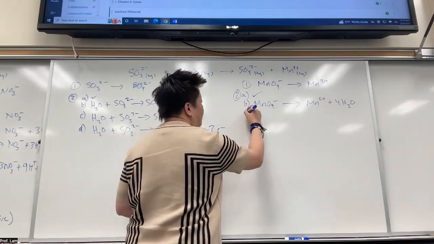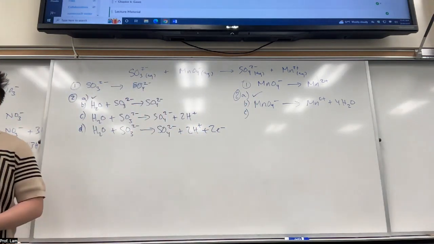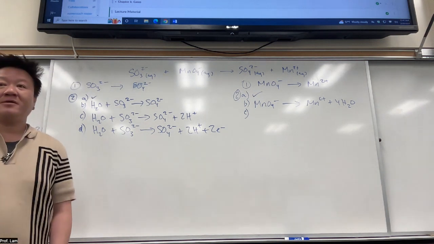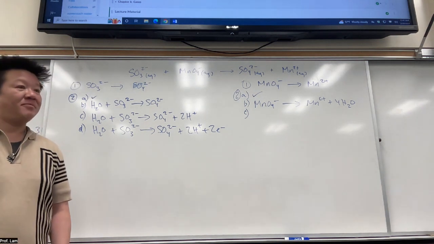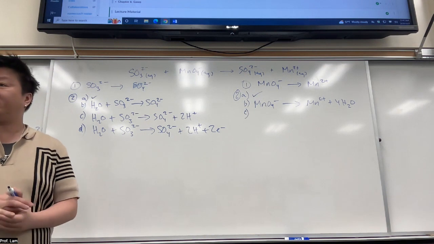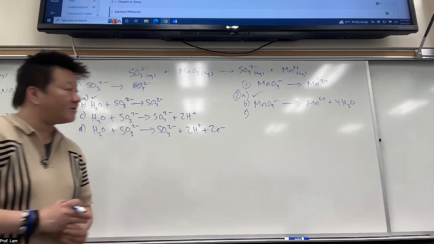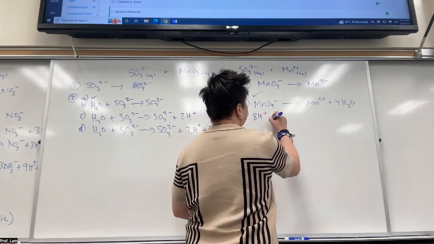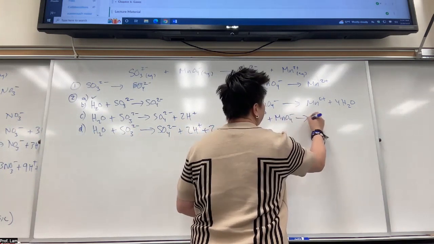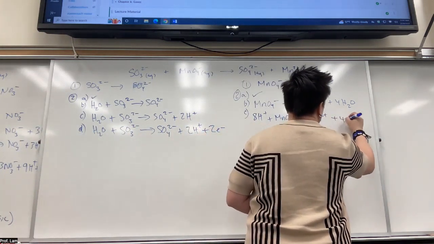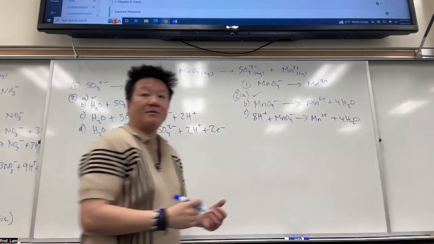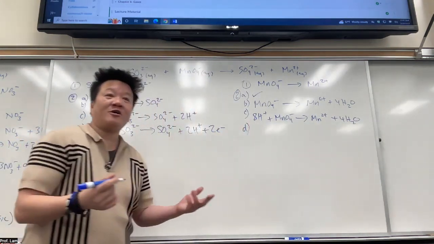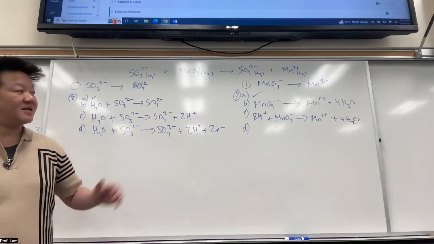Okay. And step C says balance the hydrogen by adding protons. How many protons should we add and to which side? 8. Very good, Nadia. To which side? Left. Okay. 8 H plus MnO4 minus. Okay. And then D. Net charge, right? Figure out net charge. Left side's net charge.